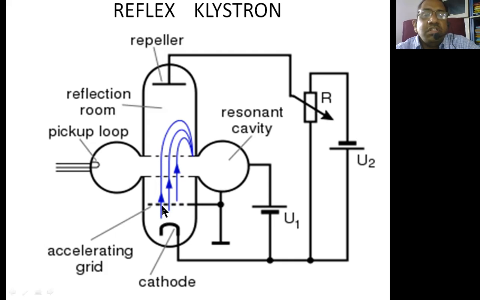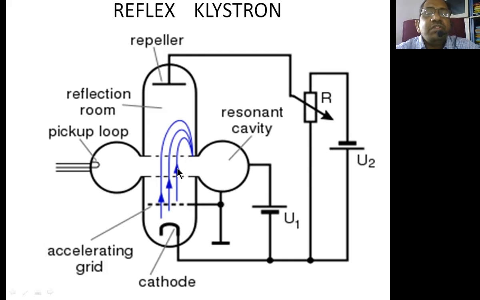That means this is the path of one electron, this is the path of another electron, and this is the path of another electron. So like this, we have the path of each electron. I designate them with names: electron A, electron B, and electron C. B, I can call a reference electron. A is coming before this reference electron, therefore it is going to be called an early electron. C is coming after, so it is going to be called a late electron with respect to the reference electron.